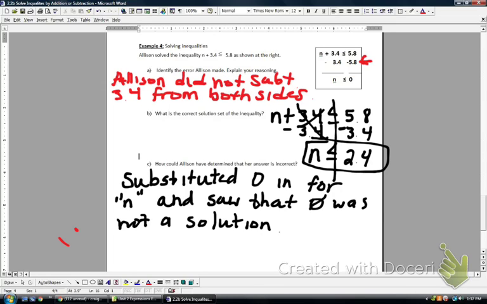All right, and part C has many correct answers, so if you have something different and you want to ask me, you can ask me in the morning. That is our lesson on how to solve an inequality by adding or subtracting. Again, it's very similar to equations. It's just now, instead of an equal sign, we have an inequality sign. If you still have questions, come see me in the morning.